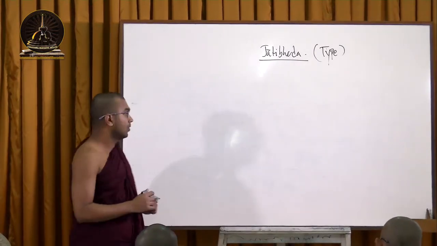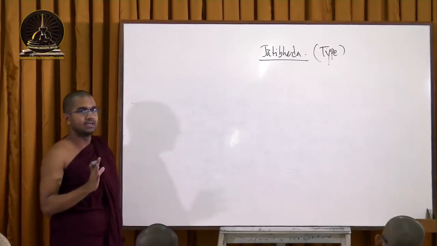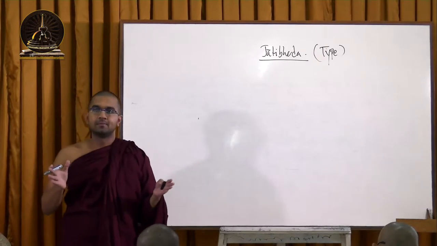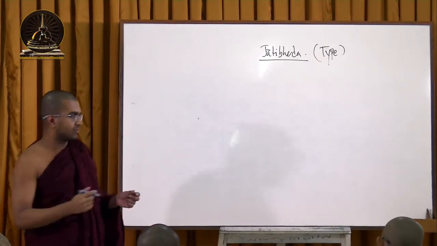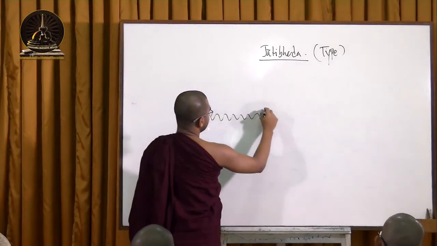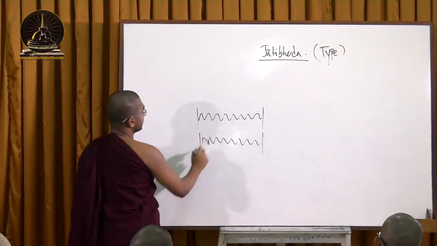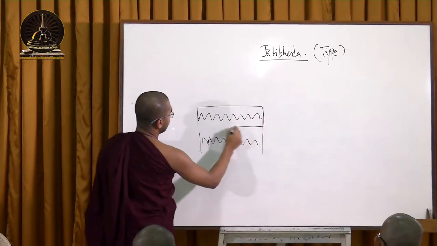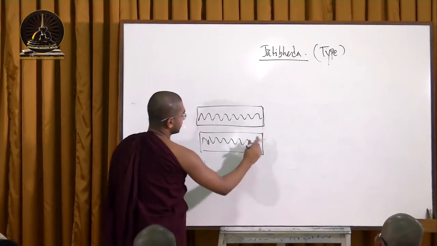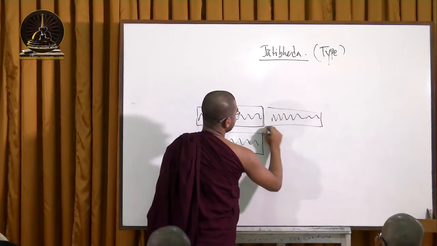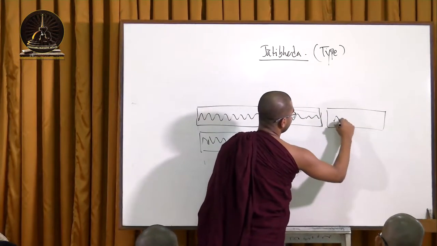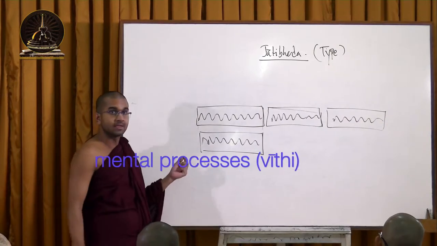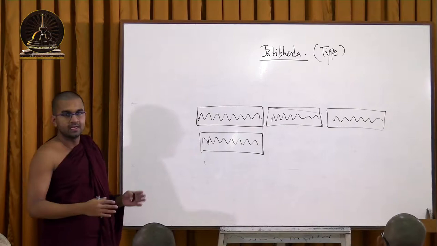Normally consciousness arises in sequences, in groups, we can call them packets, arising in certain patterns. They arise one after another, but they have certain packets. This is how consciousness works. There are unique characteristics for these series of consciousness. We call them mental processes, in Pali citta vīthi. It's not just functioning continuously; it has breaks in between.